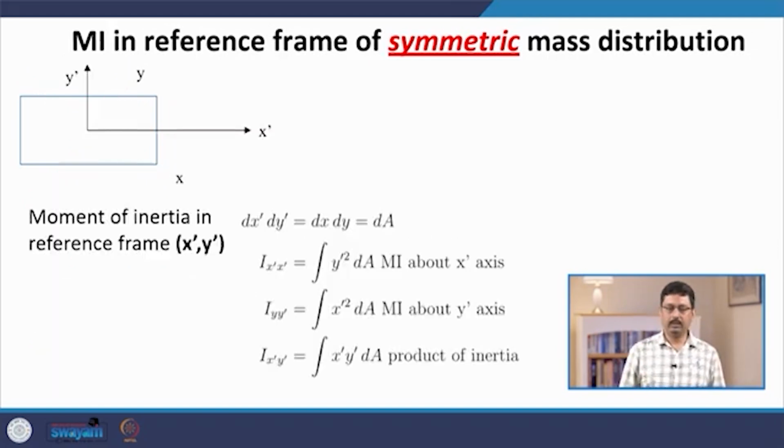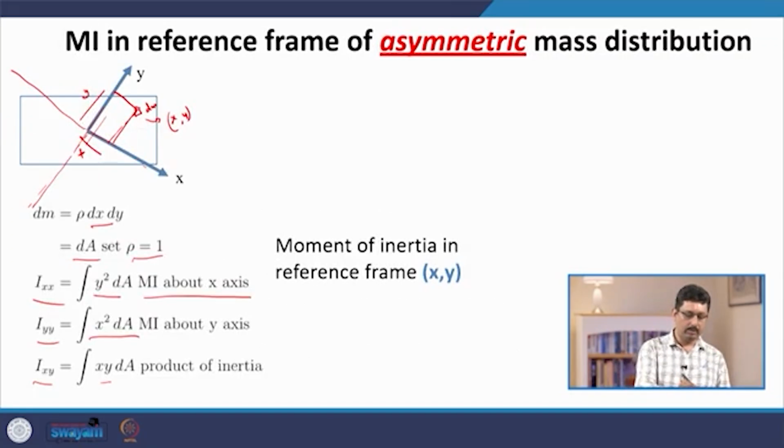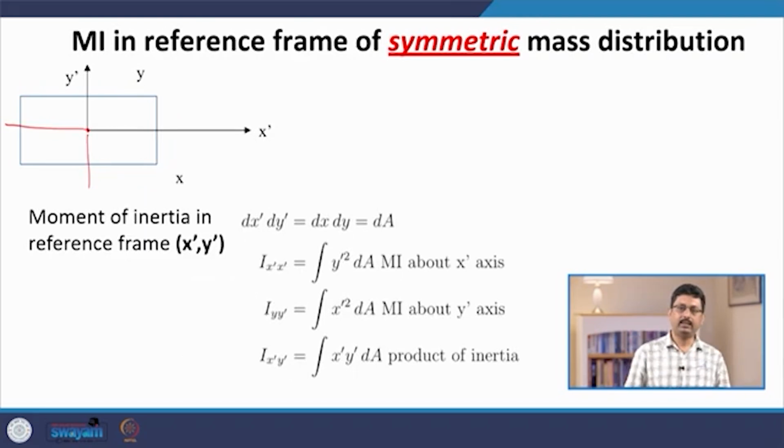Now, we can do the same thing for the black coordinate system, in which the mass distribution is symmetric. So, by symmetry, the middle point of this rectangle is the center of mass, and this axis is clearly passing through the center of mass. Here also the axis is passing through the center of mass, but the orientations are such that the mass distribution is asymmetric. Here the orientation of the axes are such that the mass distribution is symmetric. So, again we can write down the components in this black coordinate system.